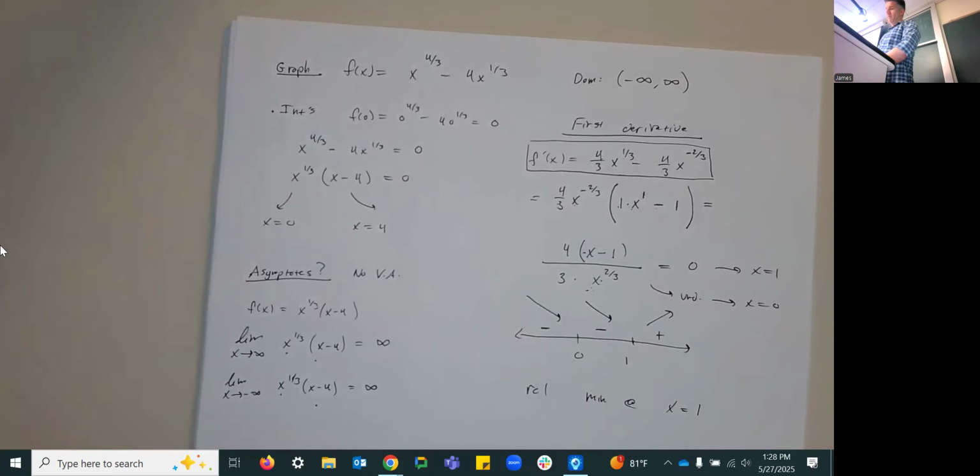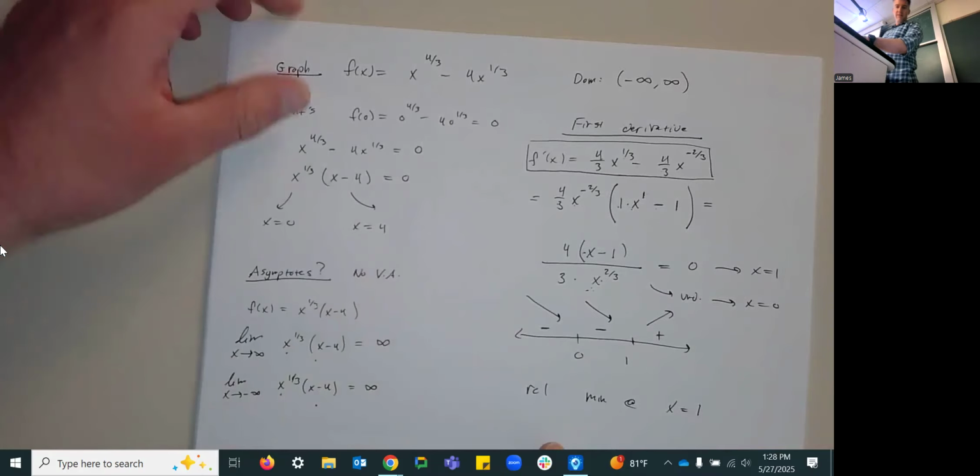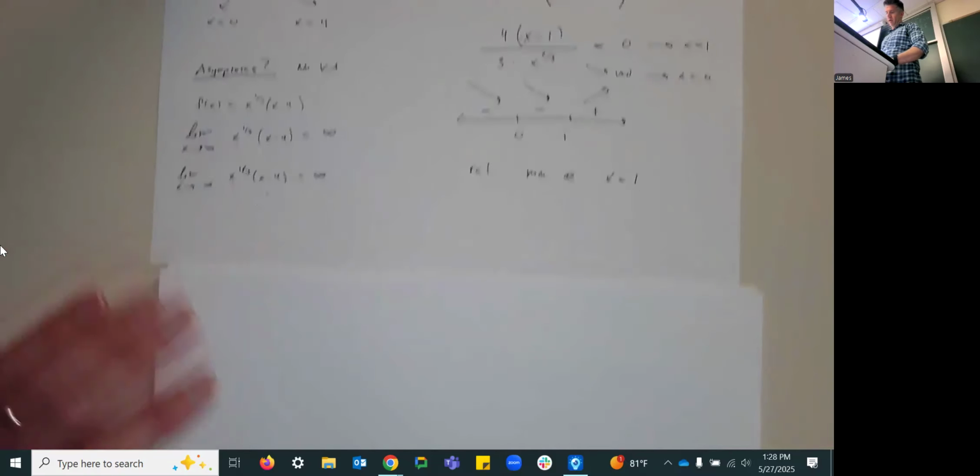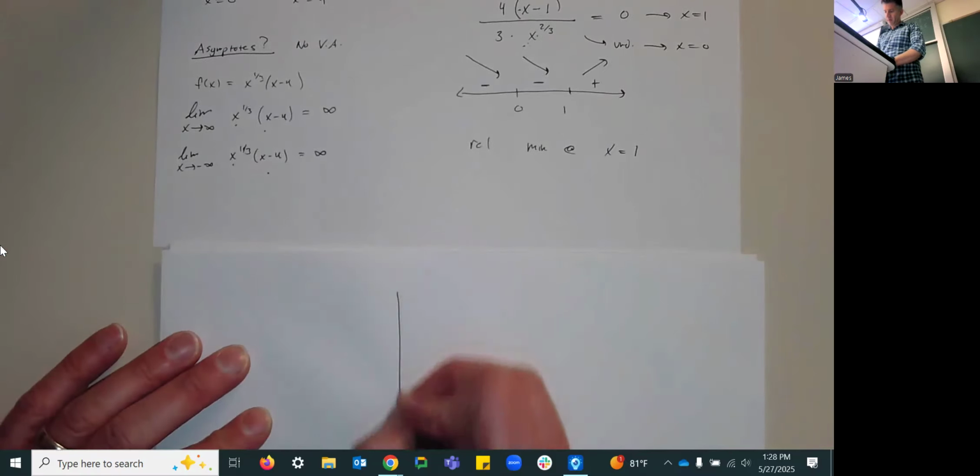I don't think we have enough time to, yeah, fine, we have enough time. But let's actually go ahead and look at what our function looks like here, and then maybe we'll fill in the rest.